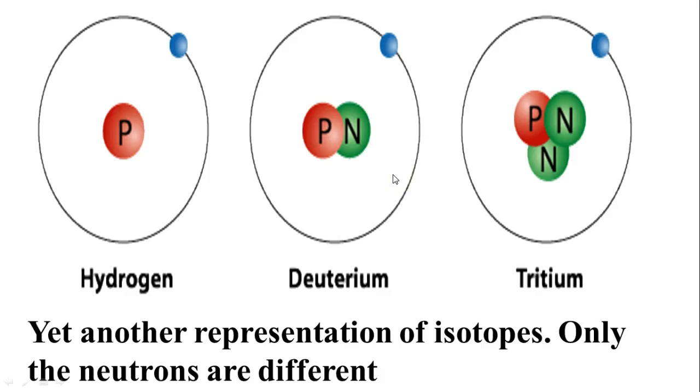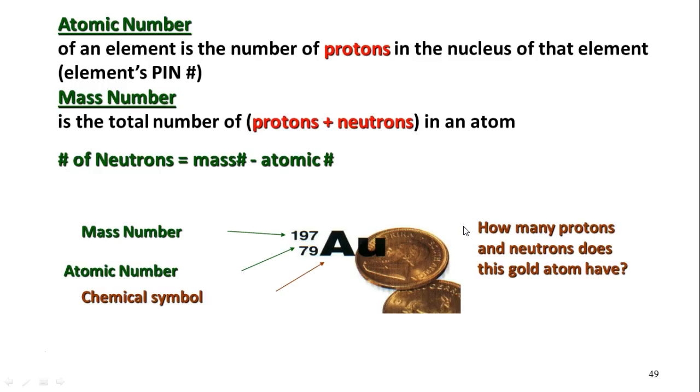And this is what it looks like again, just a different picture of the same thing. Notice that they all have the same number of protons because they're all hydrogen. However, they differ by neutrons, and that's what makes them isotopes of each other. So remember that we have the atomic number, right, which is the number of protons. We also have the mass number, which gives you the number of protons and neutrons.